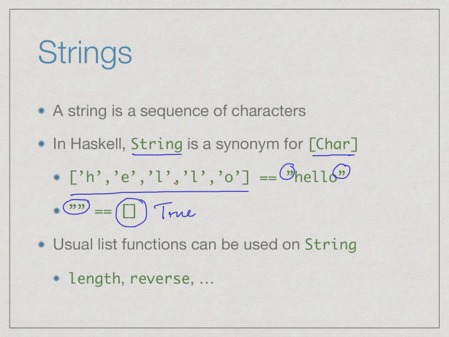Now the useful thing is that because these are all lists, everything that one can do with lists directly applies to strings. We don't need separate functions for strings because we can take length of a string, because length of a string is just the length of the underlying list. We can reverse a string because we're just reversing the underlying list, and so on. So all the things that we saw for lists like head, tail, take, drop, all these functions work as well on strings as they do on regular lists.